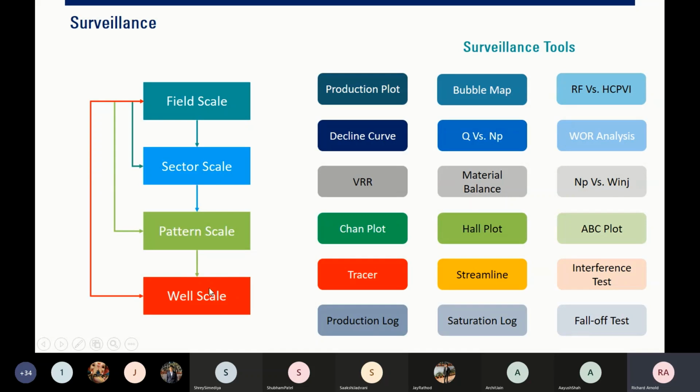There are a lot of surveillance tools: production plot, bubble map, decline curve analysis, Hall plot, Chan plot, voidage replacement ratio, tracer, streamline, ABC plot, interference test, saturation log, production log, and so on and so forth. We will discuss only a few tools in this presentation.